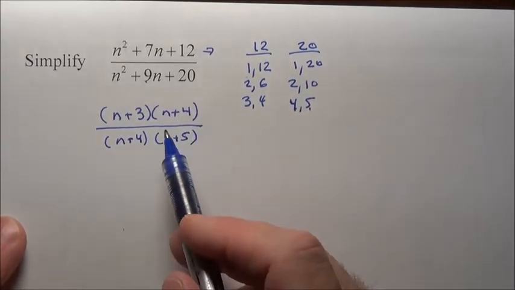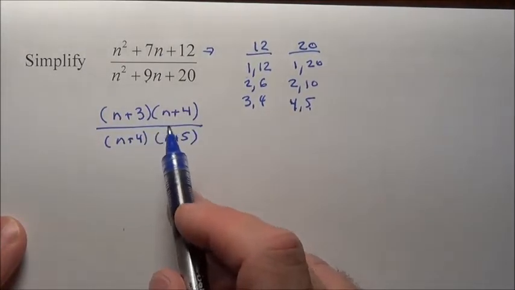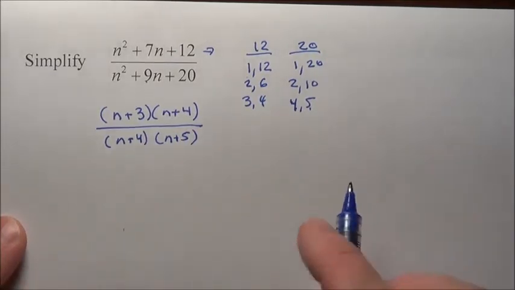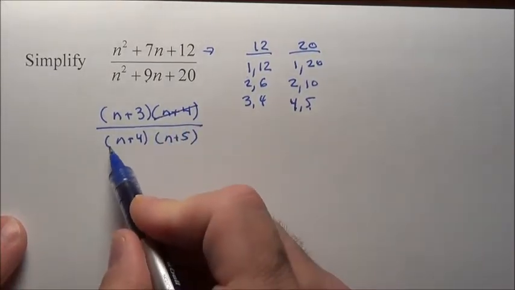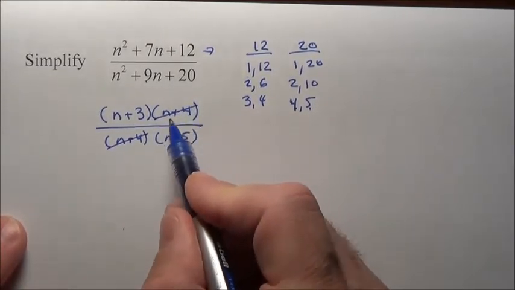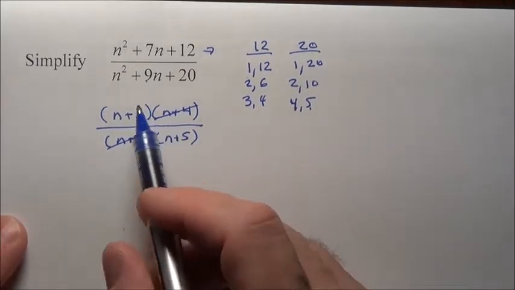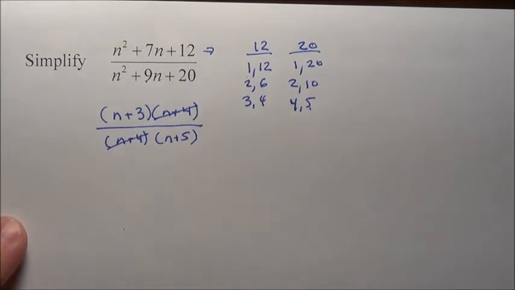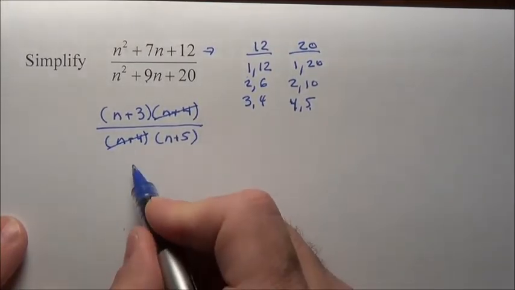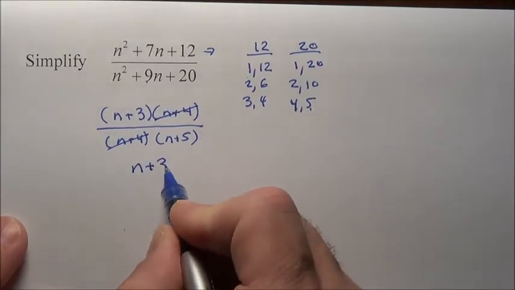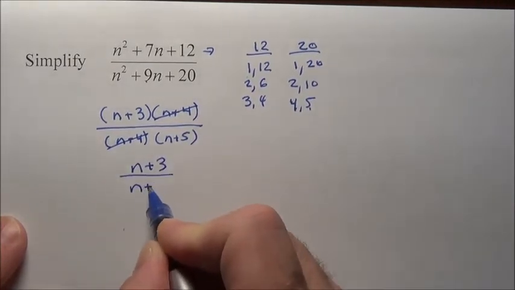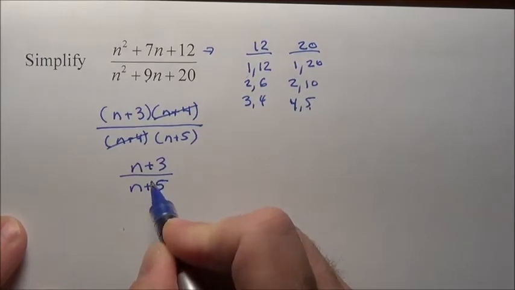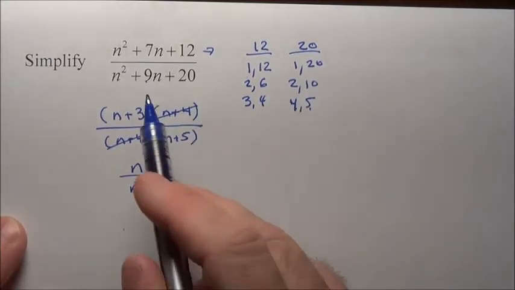Now, it's going to be great if there's a number on top and a number on bottom that are the same. And in this case, notice they both have an n plus 4 and n plus 4. Those will cross out because they will be the same number. Maybe you and I plugged in 2, and this would have given us a 6 here and a 6 here. So those 6's would simplify. They'd cross out and become 1's. So this simplifies to an n plus 3 on top over an n plus 5. And there's our answer.